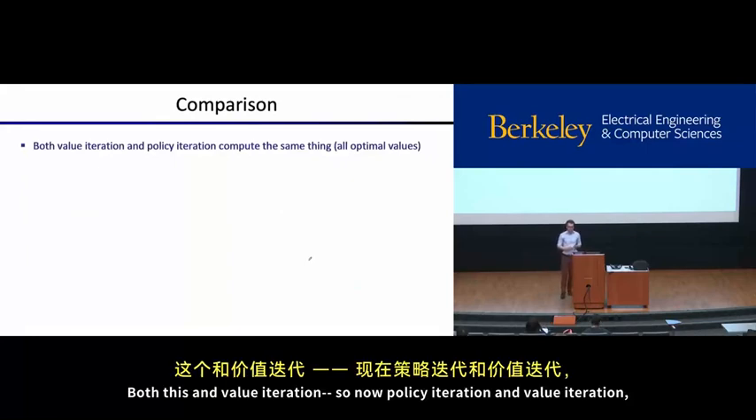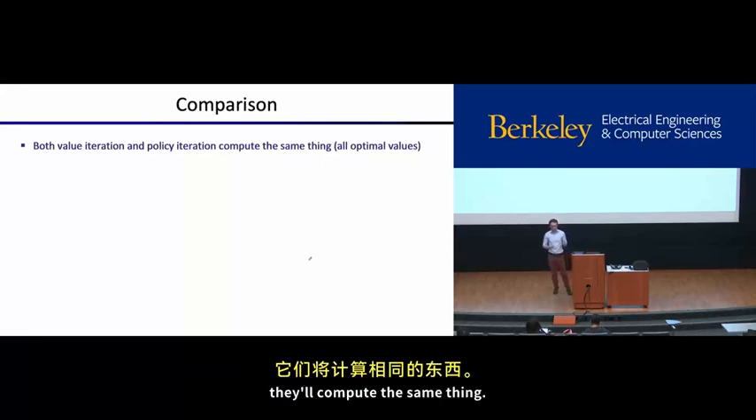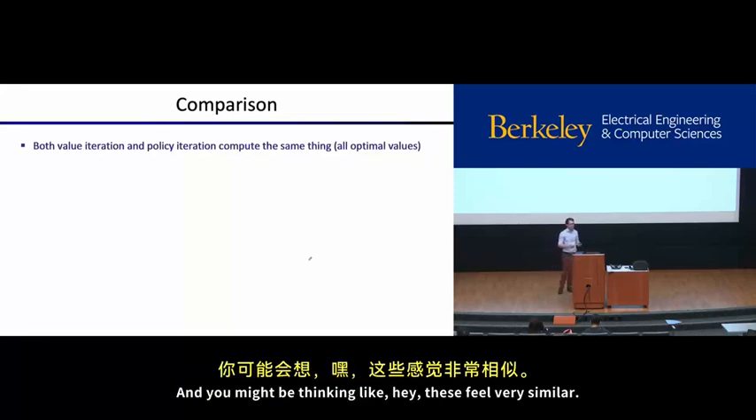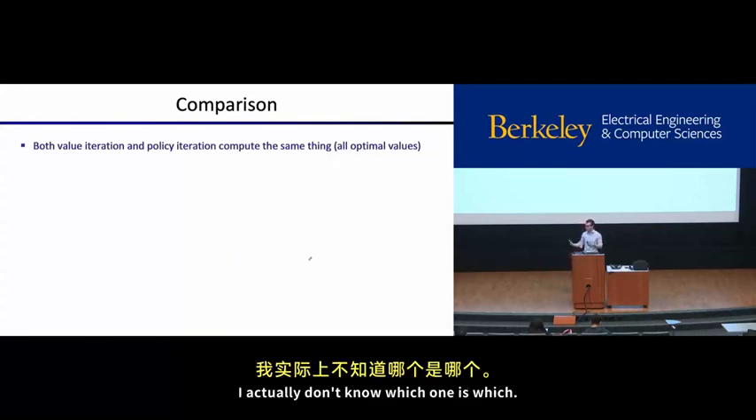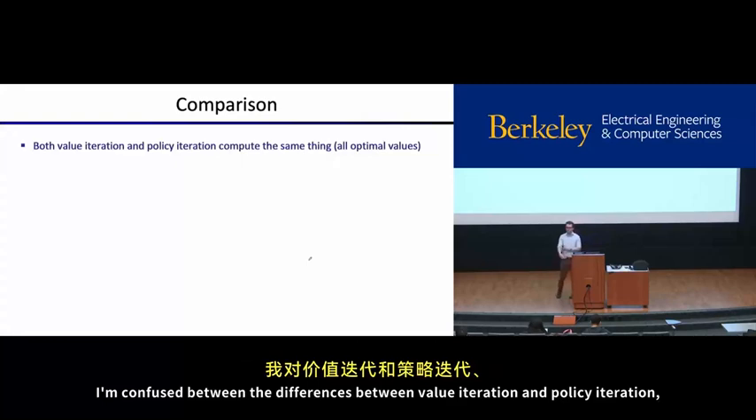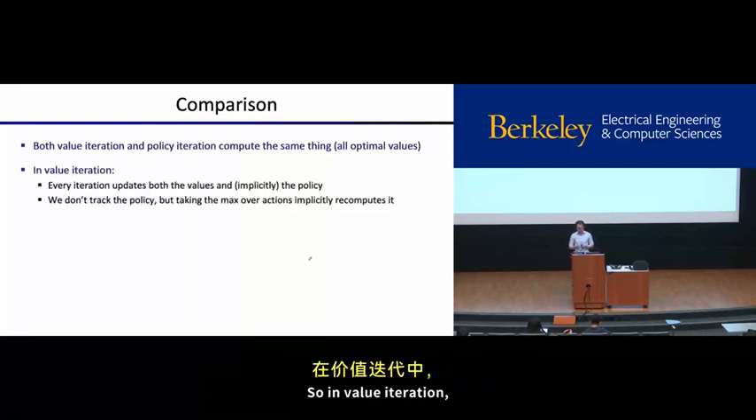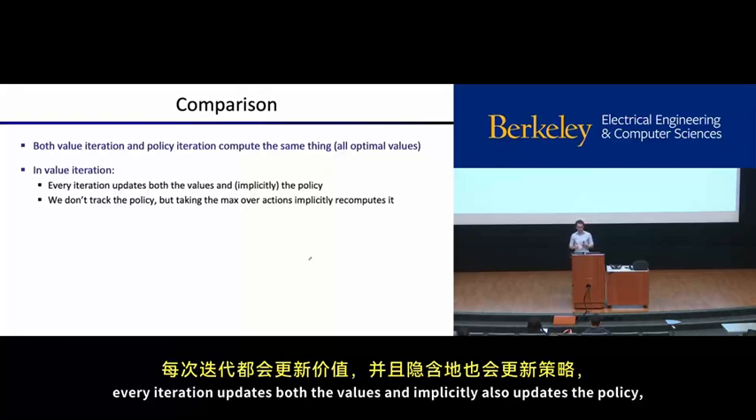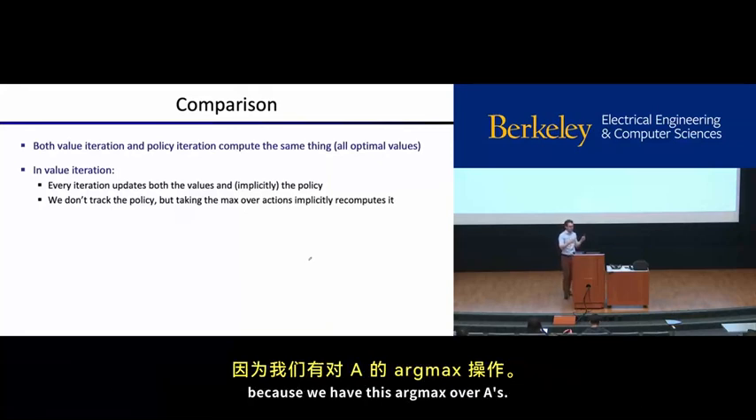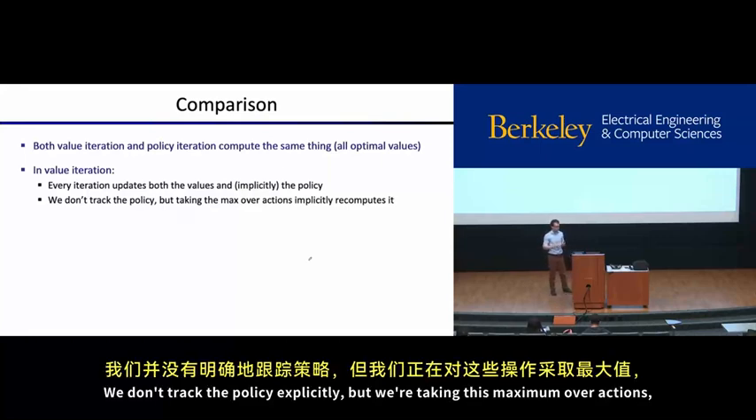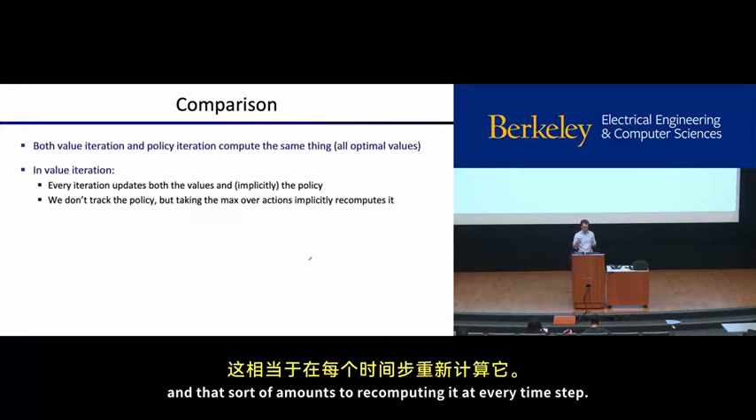Both policy iteration and value iteration will compute the same thing. And you might be thinking, hey, these feel very similar. I actually don't know which one is which. I'm confused between the differences between value iteration and policy iteration, policy evaluation and policy extraction. What are all these things? So in value iteration, every iteration updates both the values and implicitly also updates the policy, because we have this argmax over A's. We don't track the policy explicitly, but we're taking this maximum over actions, and that amounts to recomputing it at every time step.